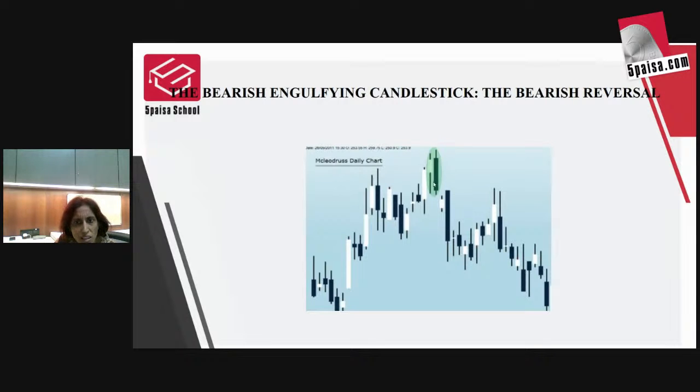So this is strengthening. This candlestick, what you can see after this engulfing candlestick, is kind of confirming, or assuring that from here on a price reversal is going to happen and it is going to be a bearish reversal. So you have to be very careful about the confirmation.